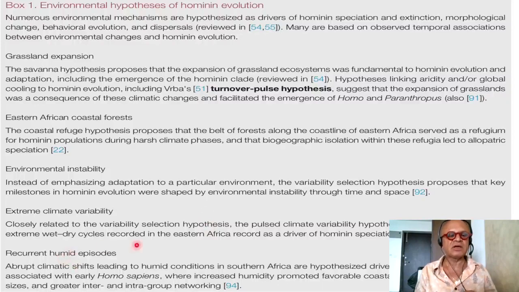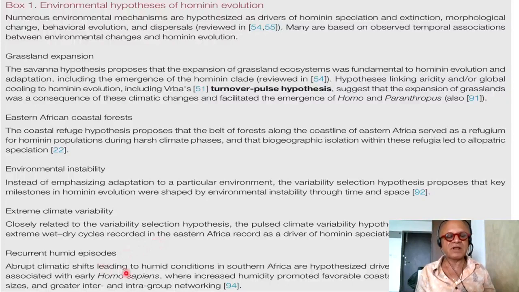Extreme climate variability is closely related to the variability selection hypothesis, and the pulse climate variability hypothesis emphasizes the role of extreme wet and dry cycles recorded in the East African record as a driver of hominin speciation and dispersal. So generally you have to not only determine how climate played a role, but whether it is the rapid changes, extreme events, or slow variability, and so on and so forth. So obviously multiple hypotheses again means we don't exactly know, right?